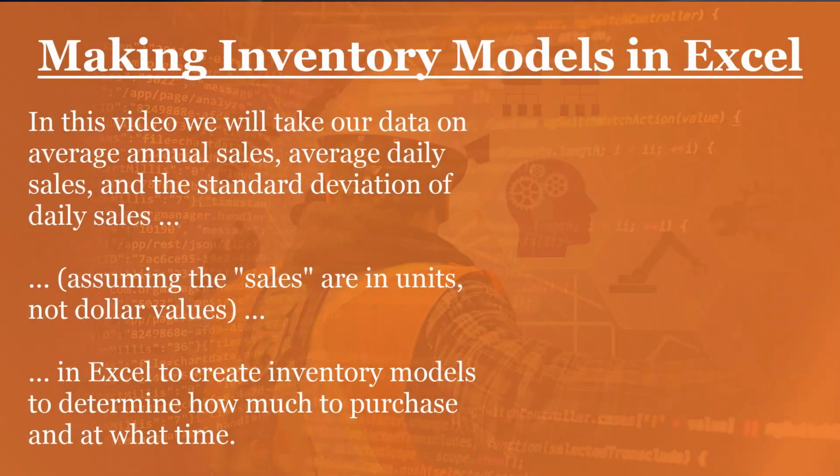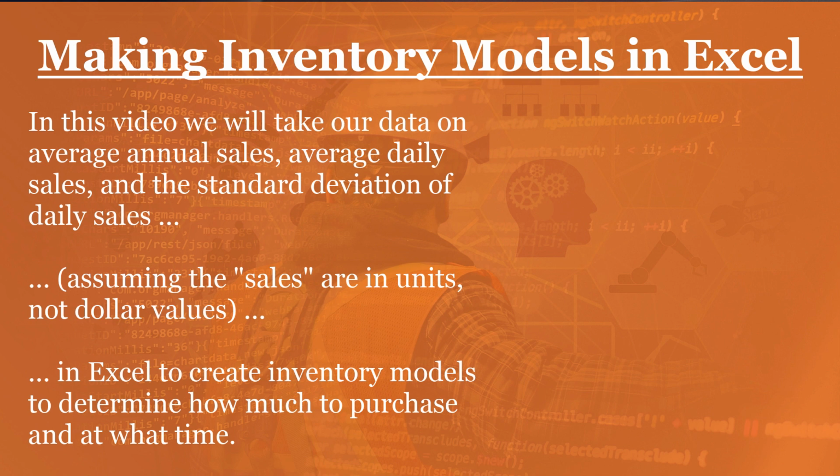In a previous assignment, we calculated for each SKU the average annual sales, the average daily sales, and the standard deviation of daily sales. And we were calculating that data for use in some inventory management models. Previously, we tended to think of sales in terms of dollar amount, like total revenues from sales. But for inventory management models, the sales need to be in units, like number of units ordered, not dollar values. And so we're going to assume those sales are in number of units, not dollar values.